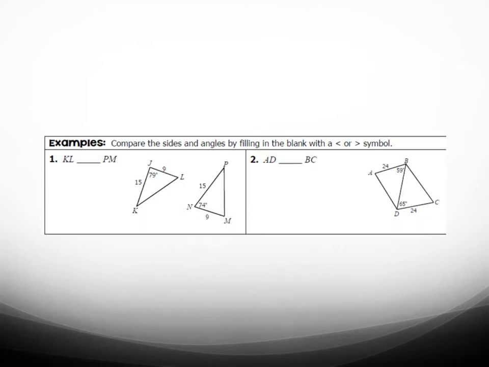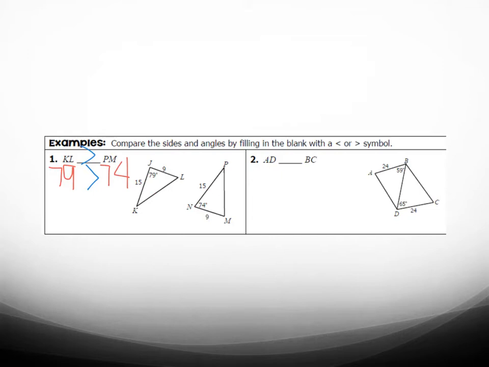So let's get started. Here we're comparing KL to PM. I don't have any information about side KL, but what I do see is that side KL is across from angle J. So I'm going to put the measure of the angle across from KL, and that is 79. I'm going to write 79 right under KL. Now I'm going to look at PM. I don't have any numbers for PM, but what's across from PM is angle N, and angle N is 74 degrees. So basically I'm comparing the angles to get information about the sides. How does 79 compare to 74? You got it, it's greater. And so therefore side KL is greater than side PM.